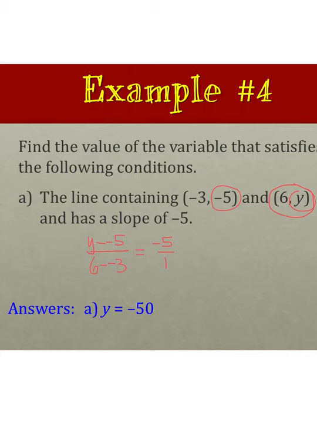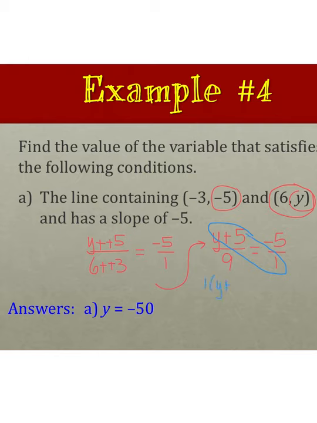So now I'm going to go ahead and clean up the left side. This is going to be y plus 5 over 6 minus -3 is 9, and this is going to equal -5 over 1. Now we can multiply both sides by 9, or you could cross multiply, especially if your slope was a fraction. Ours wasn't. It was an integer, -5. But if it was a fraction, I would say cross multiplying would probably be a good idea.